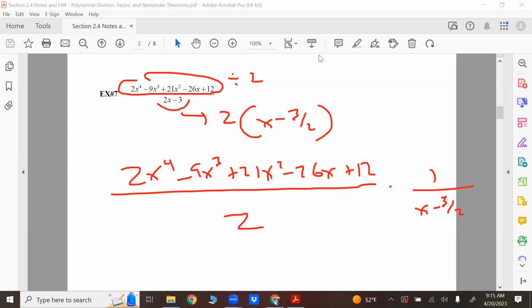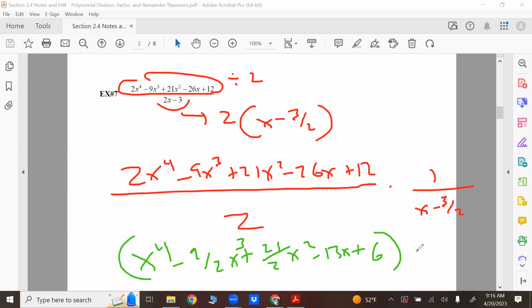Then you'll have x to the fourth minus 9 halves x cubed plus 21 halves x squared. How does that make it easier? Guys, just be patient. I'm gonna tell you in a sec. You guys are funny. Kind of like my 6-year-old, who asks why we are doing this.